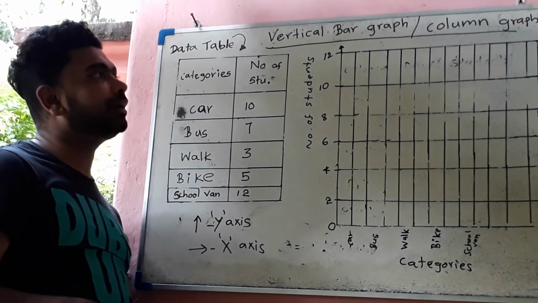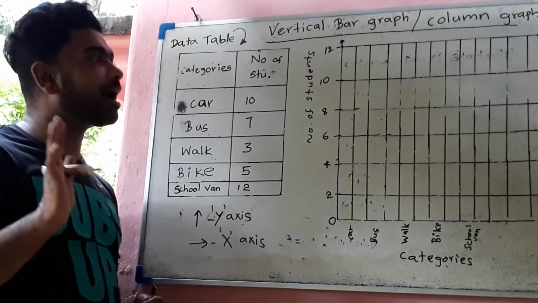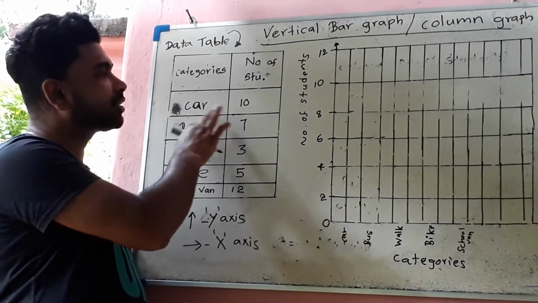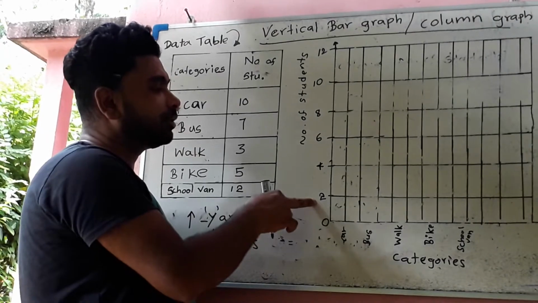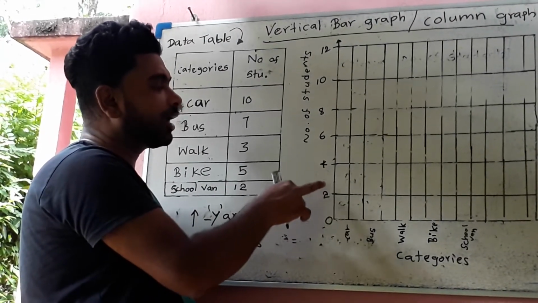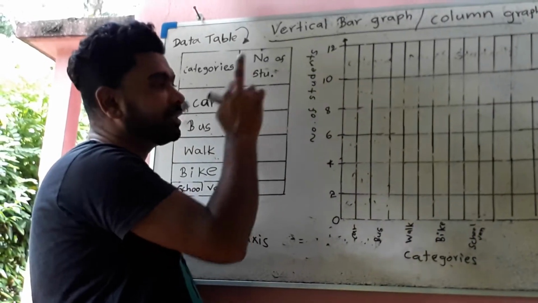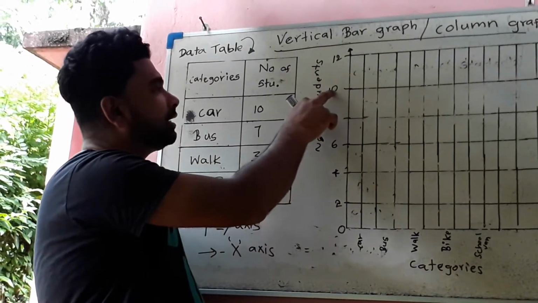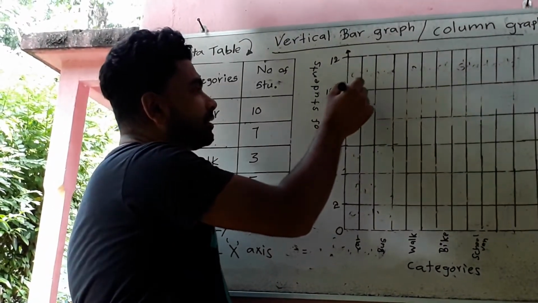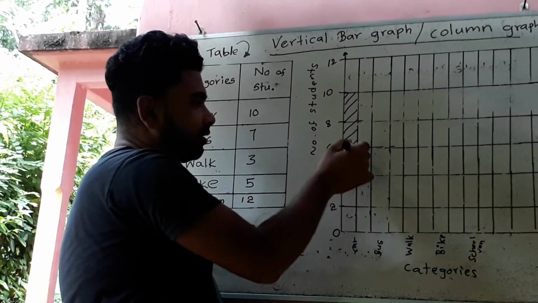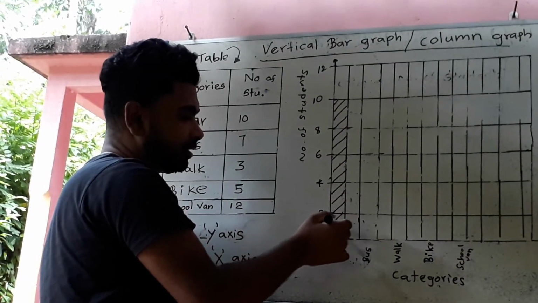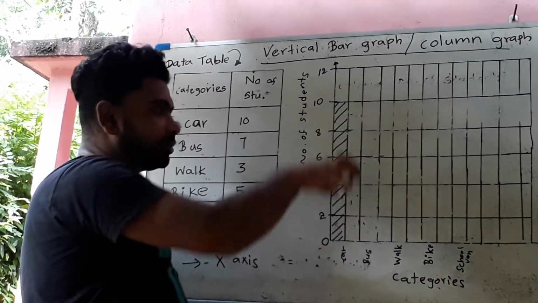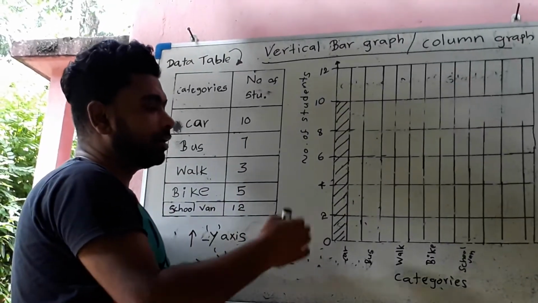So I am going to draw the column graph or bar graph. The first category is car, with 10 students. Here I have gone by 2, 4, 6, 8, 10. So this is 10 students for the car category. And I like to keep a gap between the two categories.